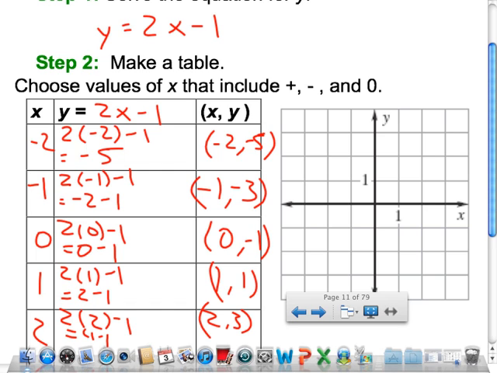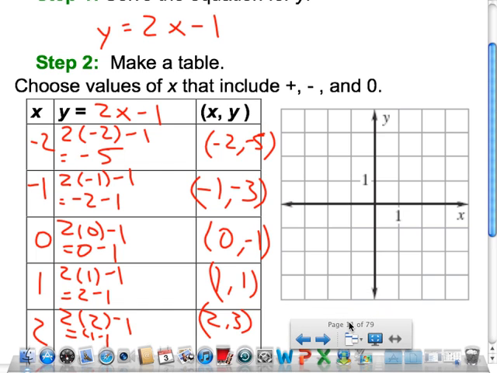Okay, and so I plot these points. Bring this over here. So -2, -5. Whoops. That's actually not far enough. So -2, 1, 2, -5, 1, 2, 3, 4, 5. Comes off the graph a little bit. -1, -3. 0, -1. 1 comma 1. 2 comma 3. Okay?